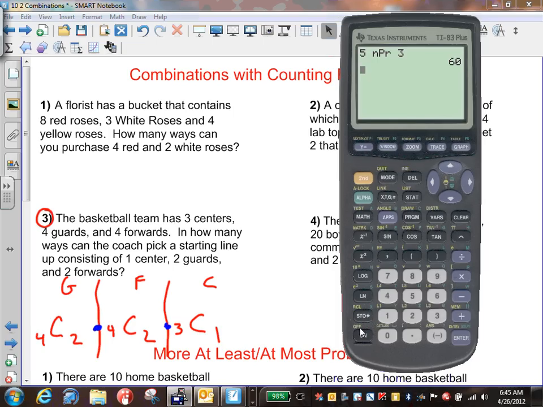So again, in my calculator, let's go ahead and turn this on. I'm going to clear this, and I'm going to type it in simply here, the same way. I'm going to do 4, math, probability, go to choose 2, and then I'll multiply it by the same thing, 4 math, choose 2, and multiply it by 3 choose 1. And notice there are the 3 things separated by multiplication symbols, and we have 108 as our answer.